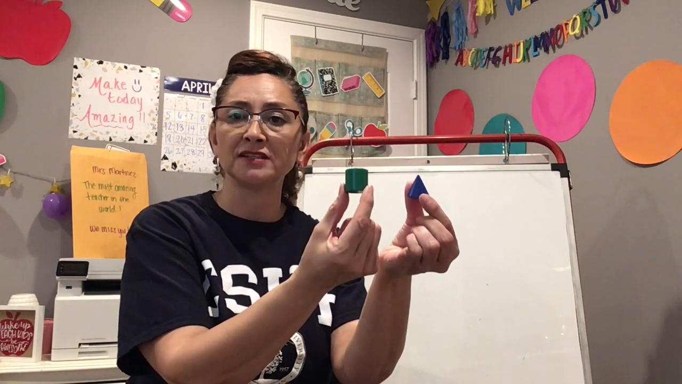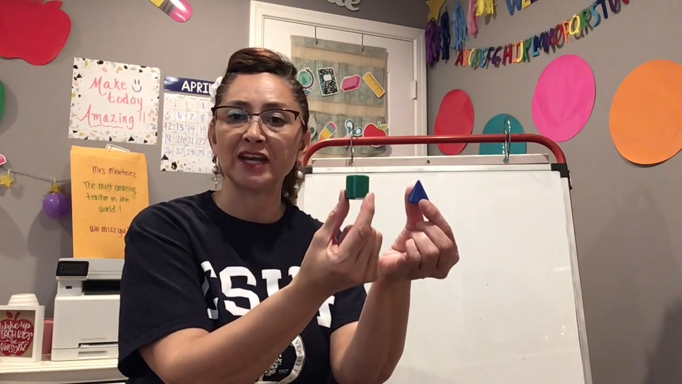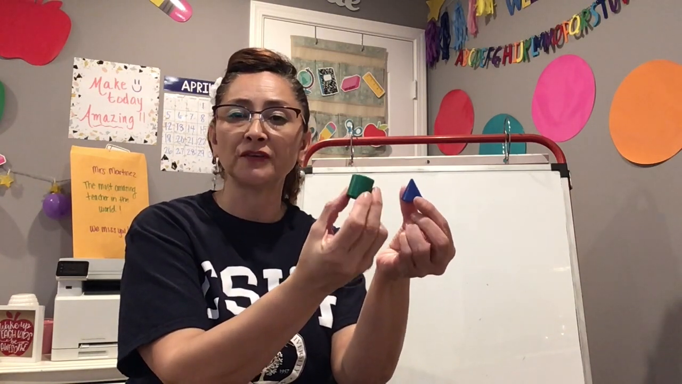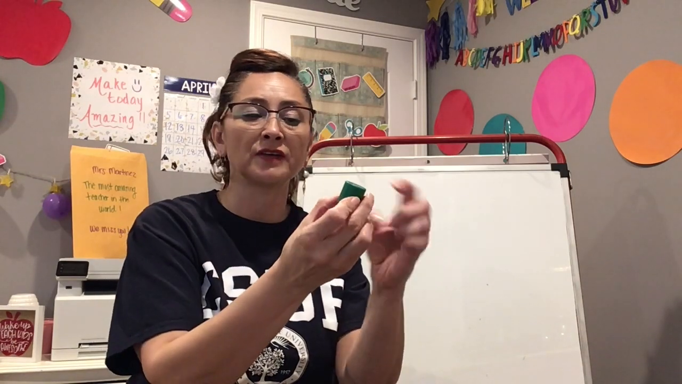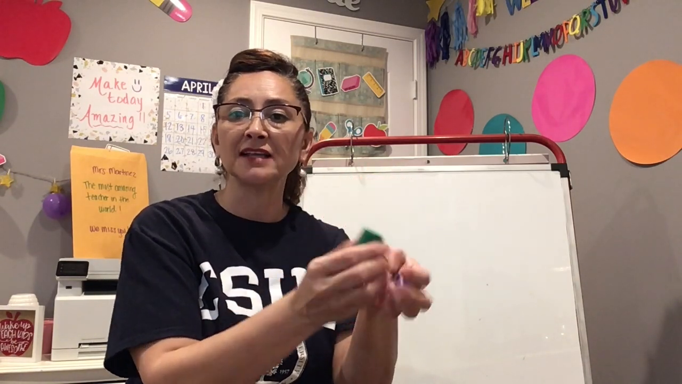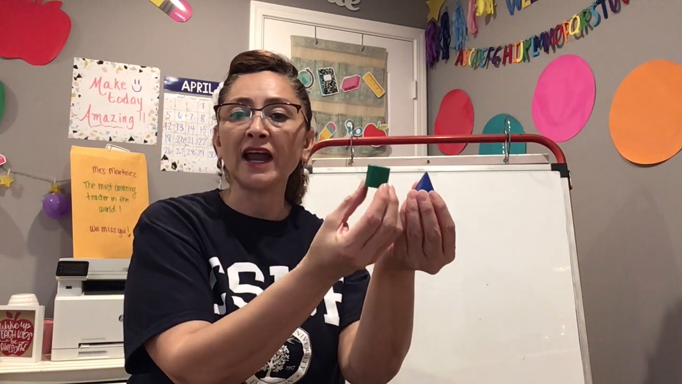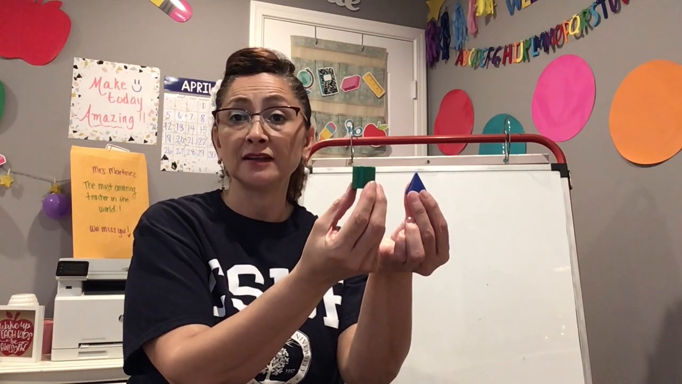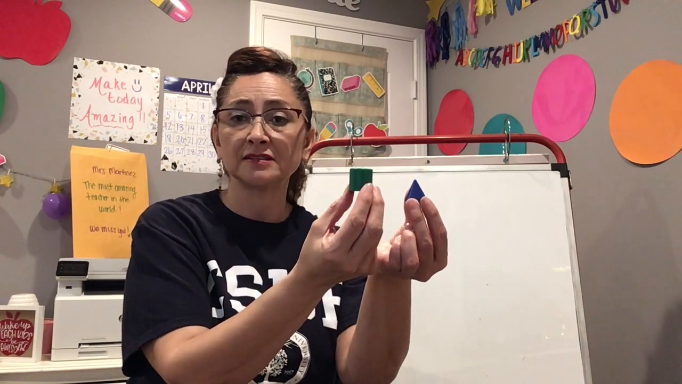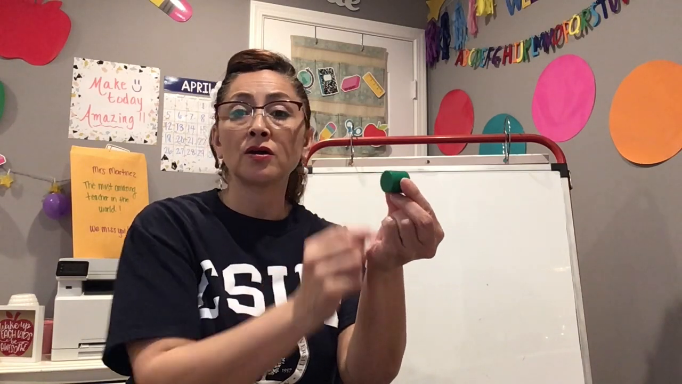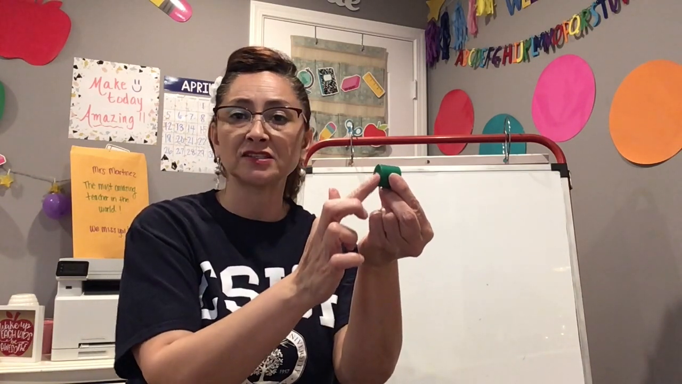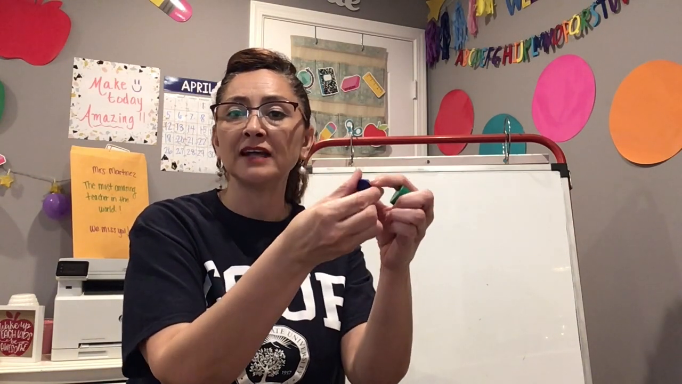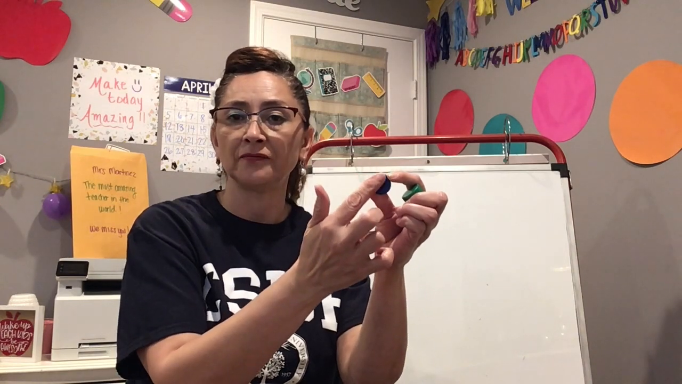What else do you notice that is the same about these shapes? Yes, that's right. They both have a curved surface. The cone has a curved surface and a cylinder has a curved surface. What else do you notice that is the same? Yes, that's right. They have a flat surface. The cylinder has a flat surface there and a flat surface there. And a cone has a flat surface there.